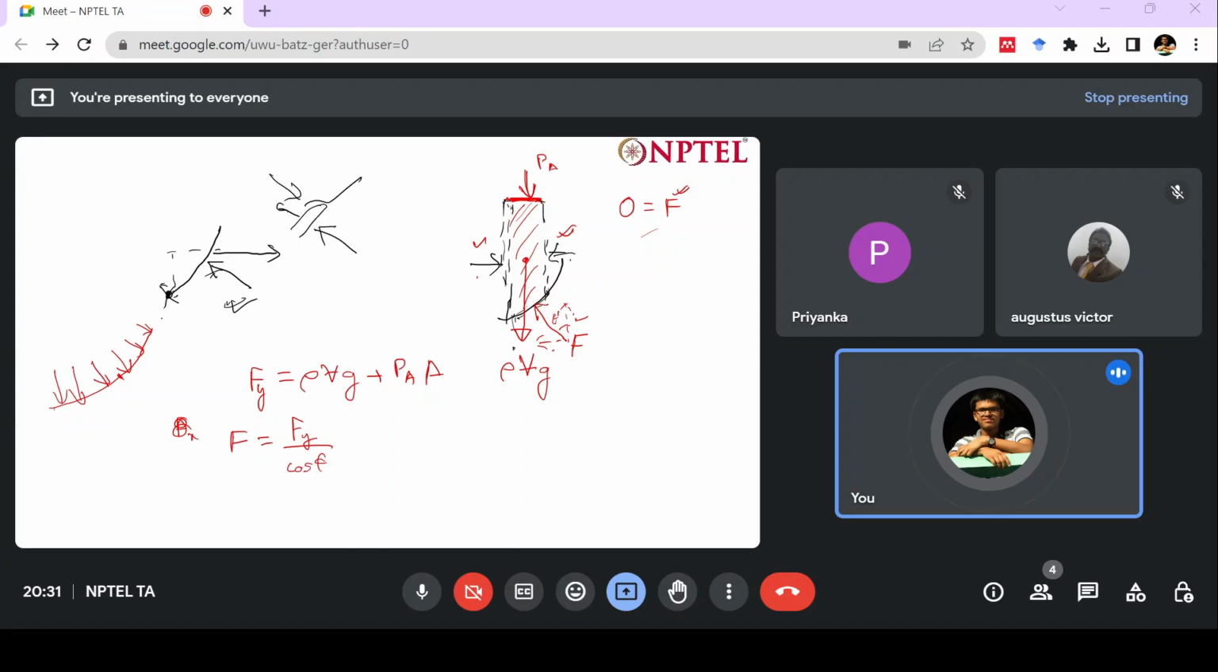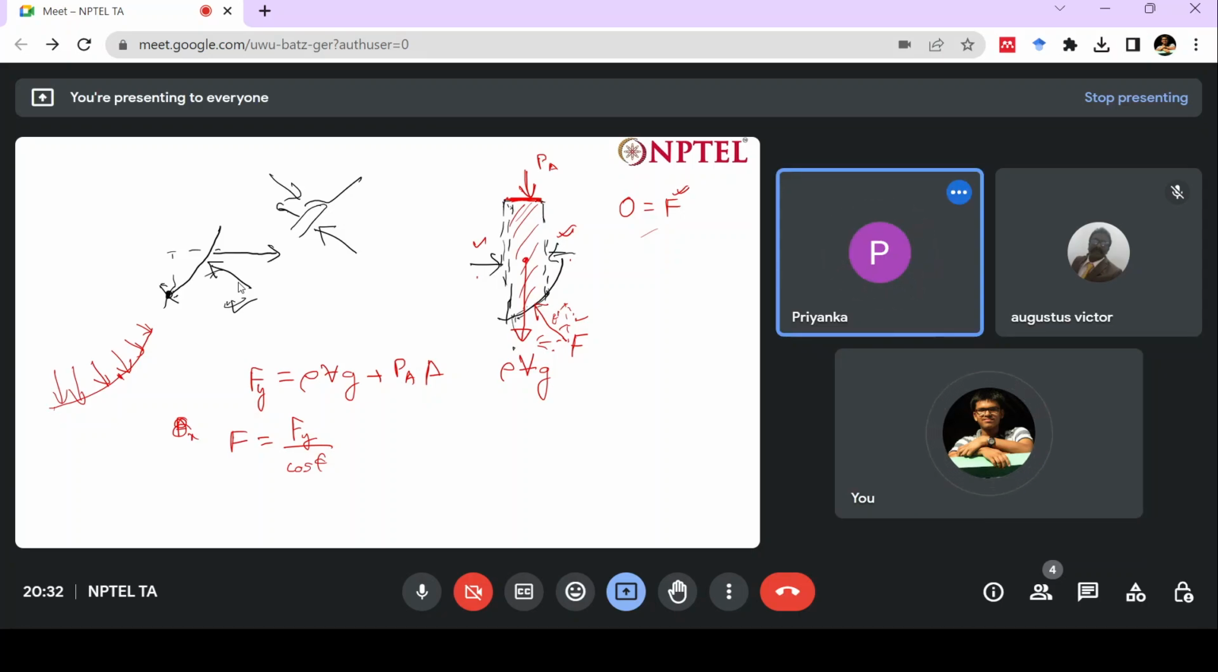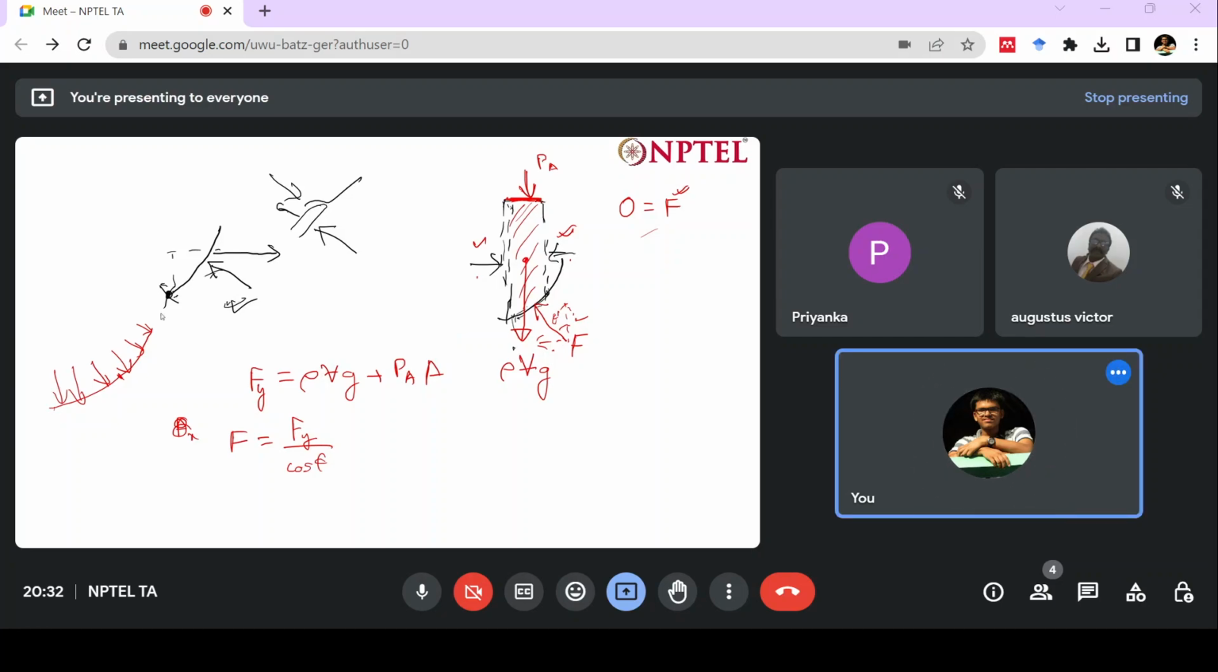If it is a plane surface, then it's not a problem. You know the direction. But if it is a curved surface like this, then you need to find the direction along which your forces act. Did I answer your questions? Is there any other question?